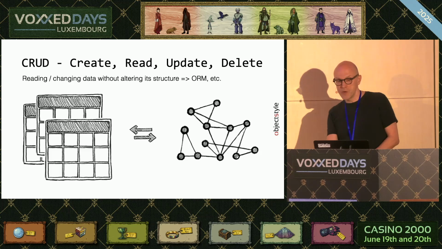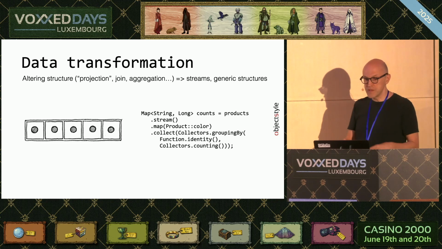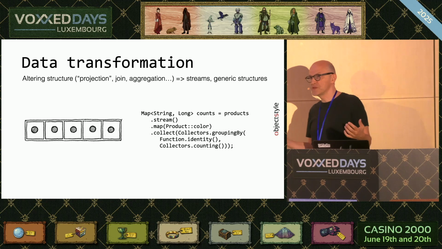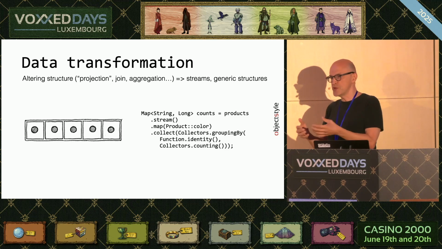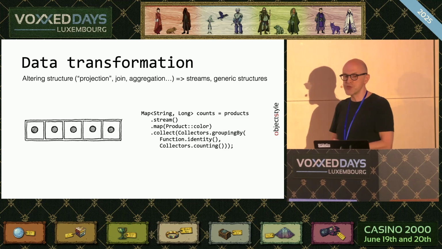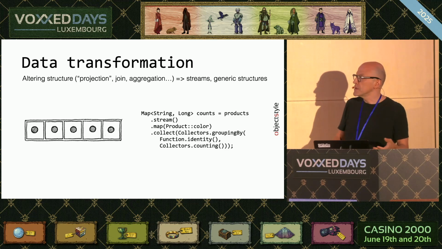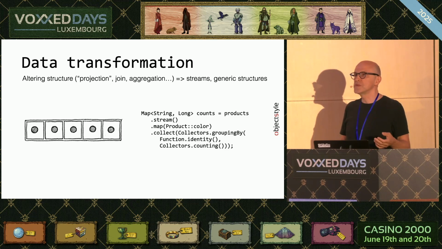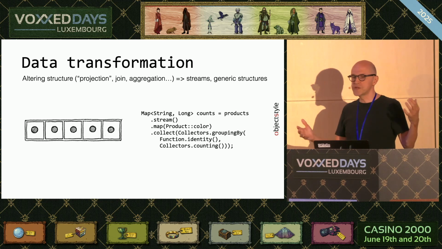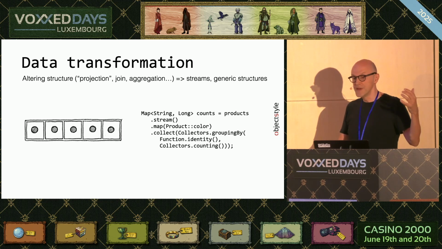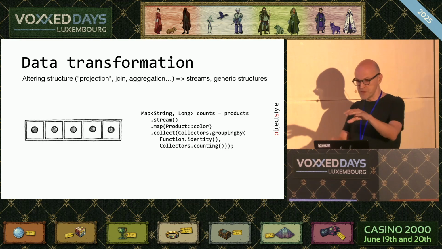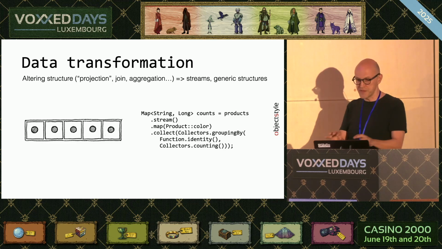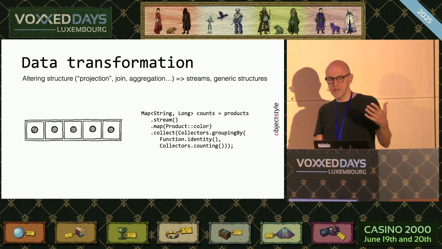It doesn't really work when you actually have the data transformation use cases. Data transformation means that we're not just changing the data, we're changing the schema, we're changing the representation of the data. Here I have, again, a very simple example. We're trying to create some analytical report of how many products in our catalog we have for each color. So we start with products, and then we're doing some stream, blah, blah, blah, collect, group by, and we end up with a map.